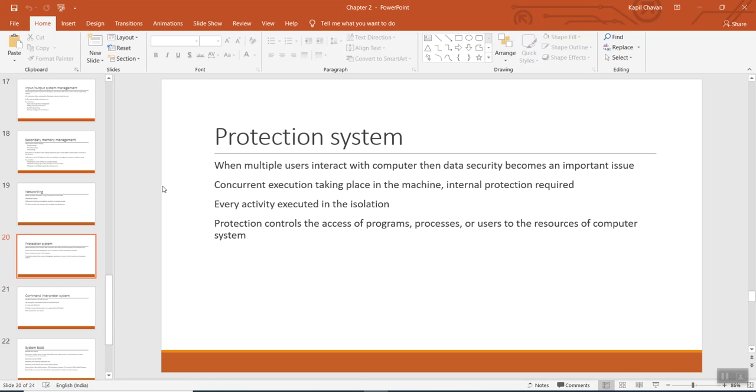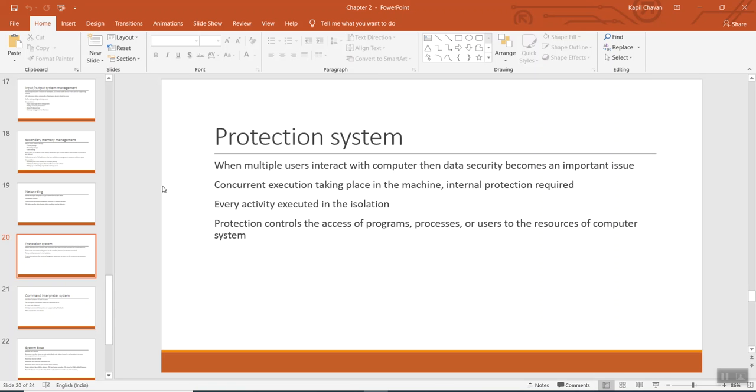Just like we can imagine that when we are using any kind of application for sending data or communicating with your friends, another third party person can listen to it, or can just see it. So that is the thing behind the protection system.